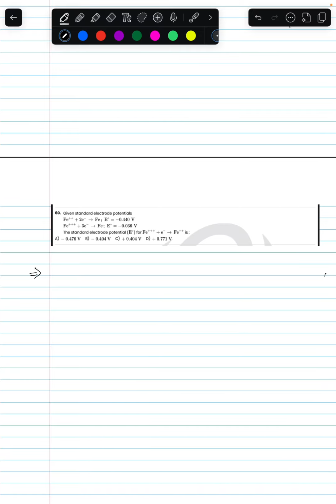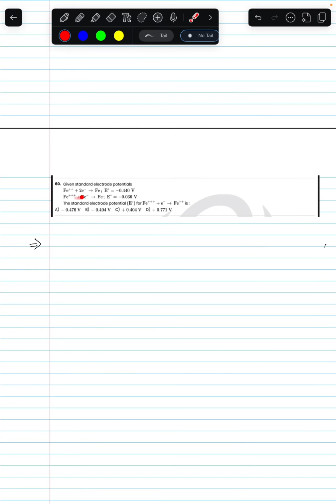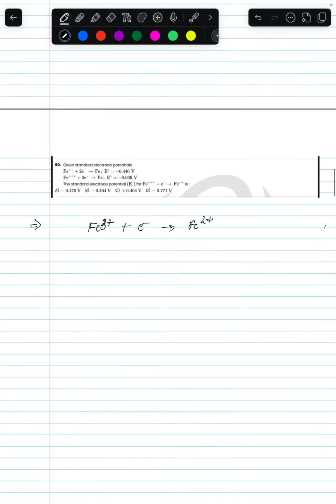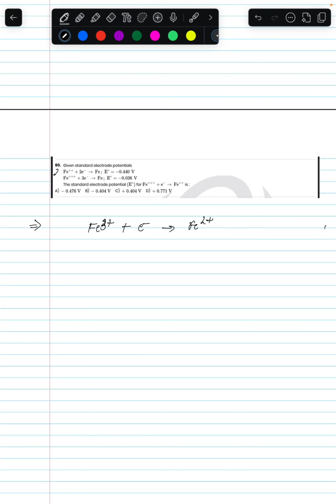In question number 60, Fe2+ will gain 2 electrons and convert into Fe. Fe3+ gains 3 electrons and converts into Fe. Their standard reduction potential values are given. We have to calculate the reduction potential value when Fe3+ gains 1 electron and converts into Fe2+. So our aim is to calculate the E naught value when Fe3+ gains 1 electron and converts into Fe2+.